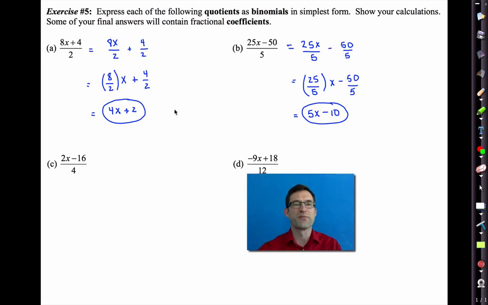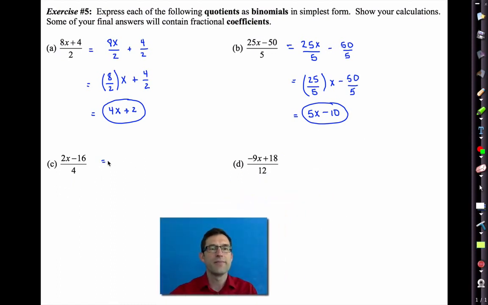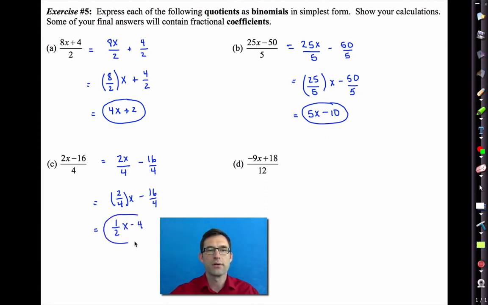All right, now for some fractions. All right, same idea. I can distribute the division by 4 through that subtraction. All right, then I can rewrite this as 2 divided by 4 times x minus 16 divided by 4. Watch out, 2 divided by 4, it's tempting to say that's 2, but the numerator is smaller than the denominator, so I'm actually going to get 1/2 x minus 4. Good?